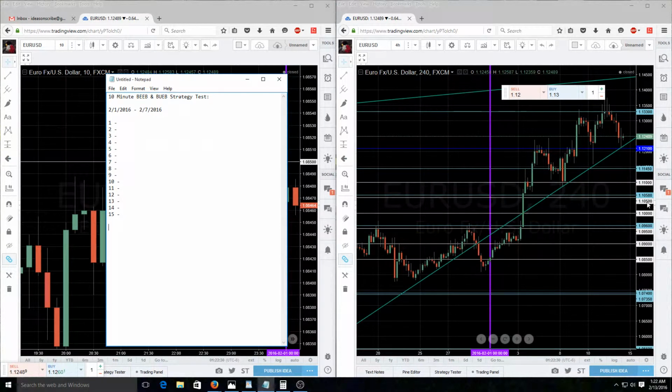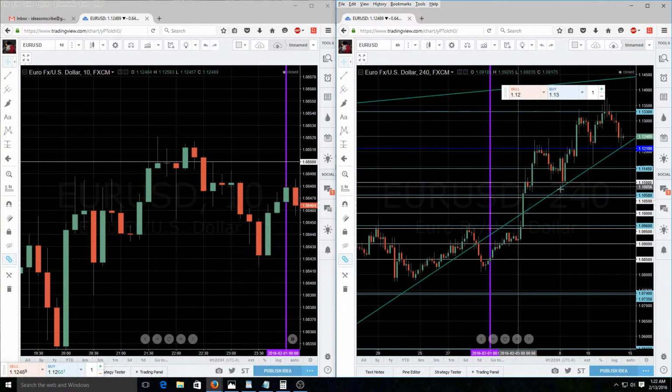And then the 50, 1050, is the other major. I plotted that. I plotted a few of them, at least in the area that I will be backtesting. And I will be backtesting the 10-minute strategy for 1 week. It's going to be from the 1st to the 7th of February of 2016. And this is where I'll post the results.